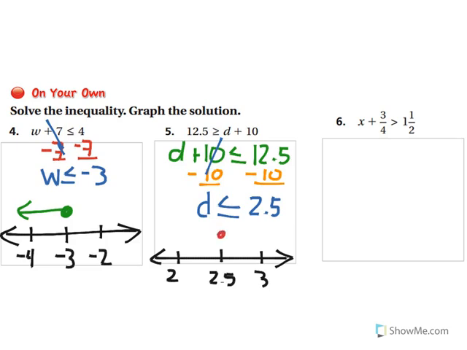And it is closed because it's less than or equal to. And it's going to go to the left because D is less than or equal to 2.5, which tells me all solutions, including 2.5 and less, would work with this inequality. Okay, our final one on this page, and we'll be almost done.